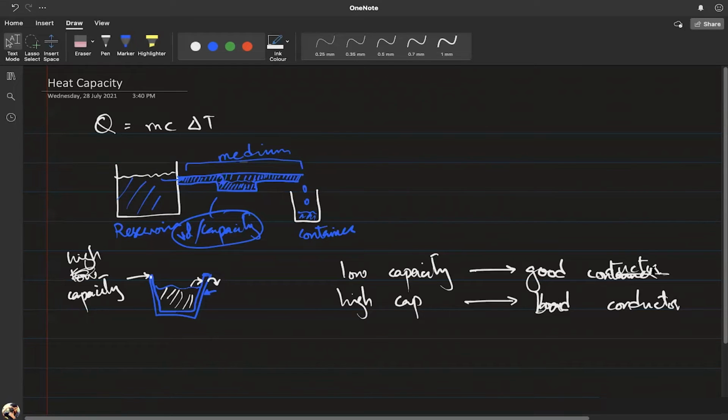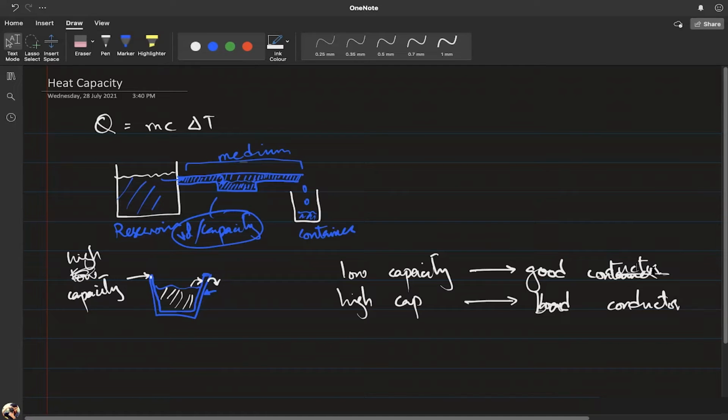All right. So we have to consider what makes anything a good conductor. Of course, it's about having low capacity. But why does that happen? It has to do with how particles are packed together. If the particles are really close to each other, if you hit one side, it will suddenly transfer that to the other side if they're really close together.